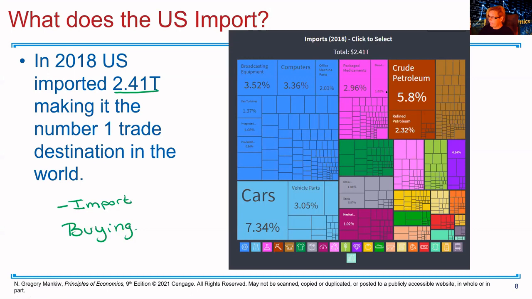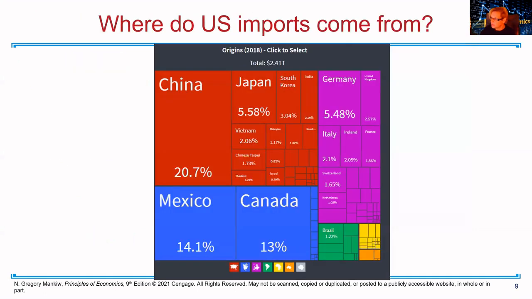Again, I like the graphic because it shows what it is that we import. Obviously, cars. Cars are our number one import. Notice crude petroleum shows itself again over here. And again, some digital broadcasting, computers, and so on. I really love this. It's called the Observatory of Economic Complexity. It was free for right now, and so I wanted to grab these graphs and show them to you.